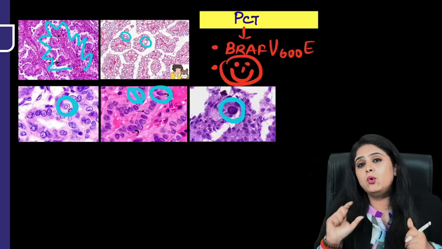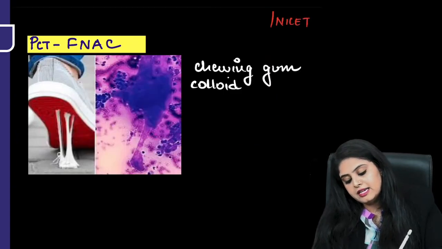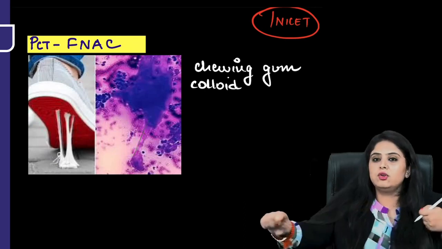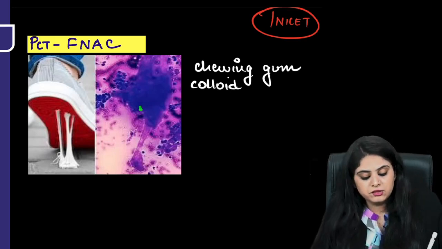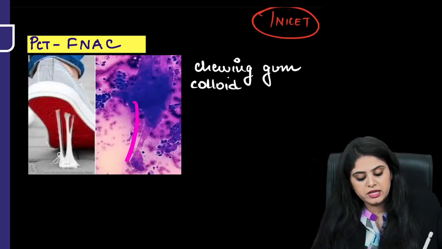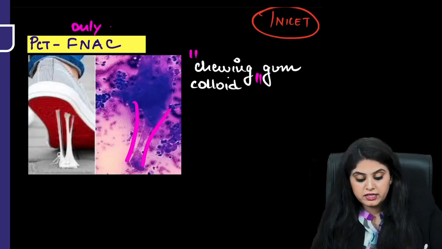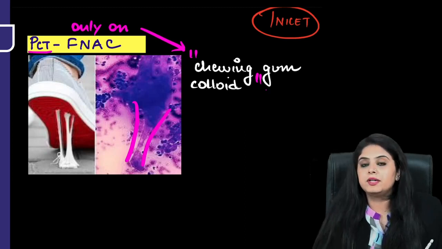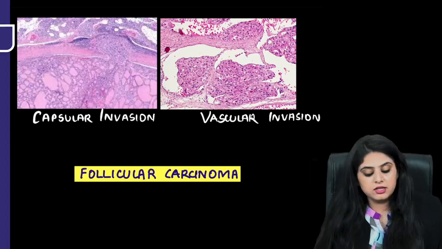Something is there that you only see on FNAC in papillary carcinoma. Again, something important for INICET. Please note, papillary carcinoma on FNAC, basically the colloid, someone is stretching the colloid. FNAC is a thin needle, so the colloid gets stuck. So this is going to be stretching out colloid. That is a chewing gum colloid that you're going to see only on FNAC. Only on FNAC, we see chewing gum colloid in papillary carcinoma thyroid. Papillary carcinoma done. I hope we are ready for the next one, and that is the follicular carcinoma.